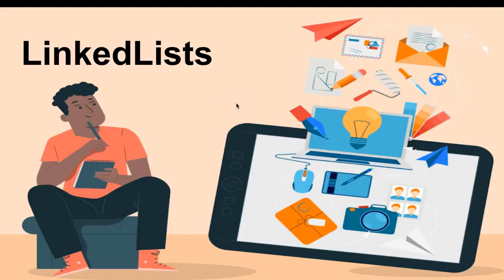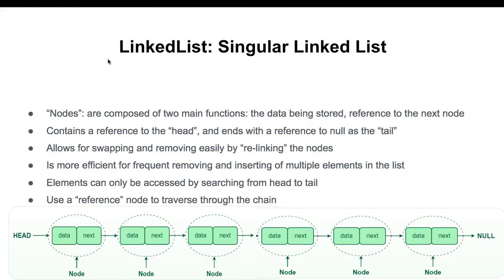Now that we know how ArrayList works, let's go into talking about linked lists, right? So a linked list, as we previously mentioned, every linked list has a node, right? And a node is composed of two main parts. It has data that we're actually storing and a reference to the next node. This is shown right here, right?